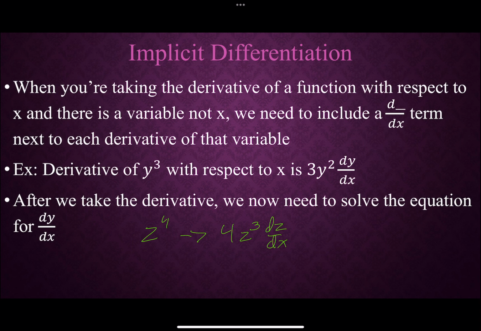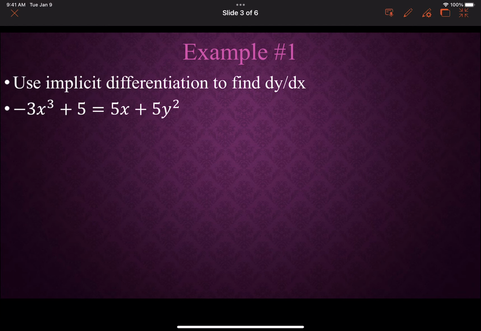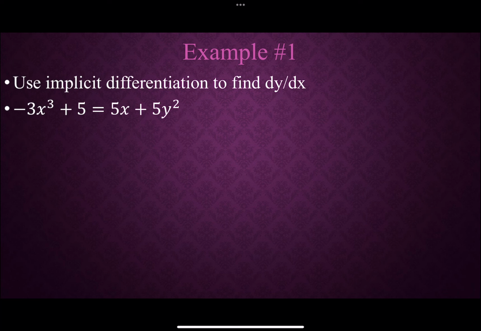All right, so there's a couple different scenarios that this will occur with. So we're talking about using implicit differentiation right here to solve for dy dx. So we take each of those derivatives. Negative 3x cubed is a negative 9x squared. 5 is 0. 5x is 5. And then 5y squared, we use our power rule, we get 10y, but because we took a derivative of a y there, we need that dy dx term right afterwards.